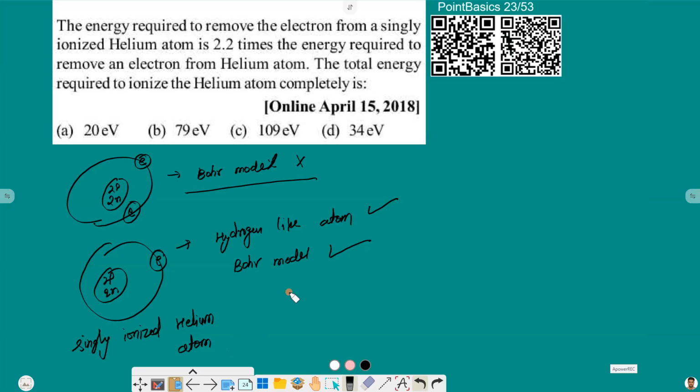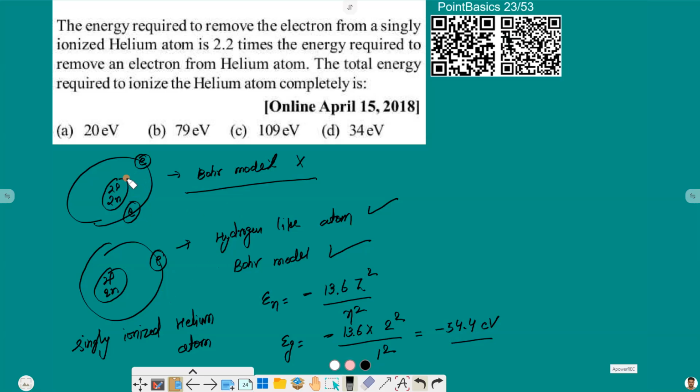helium atom, then En will be given by the formula minus 13.6 Z square by n square. For the ground state, let's say Eg, it will be minus 13.6 into 2 square, that is the number of protons, divided by 1 square. So this will give us minus 54.4 electron volt. This is the energy required to completely ionize a singly ionized helium atom.